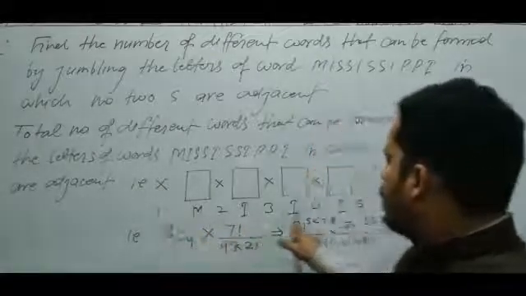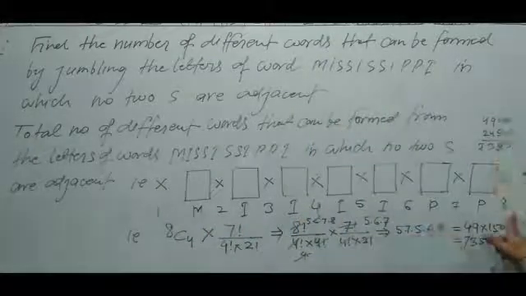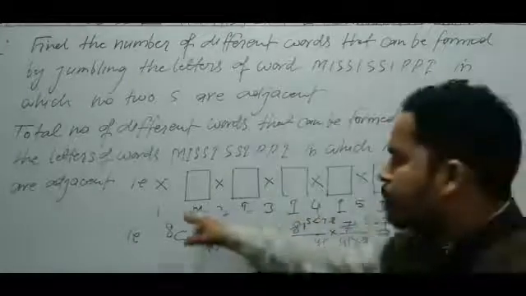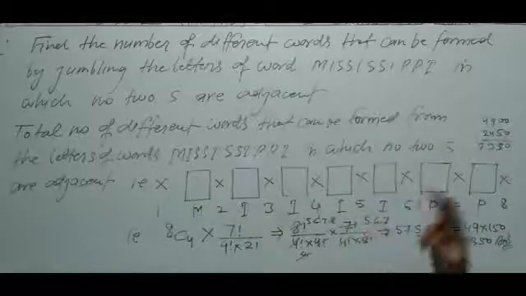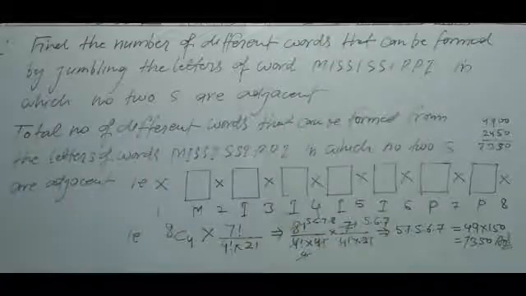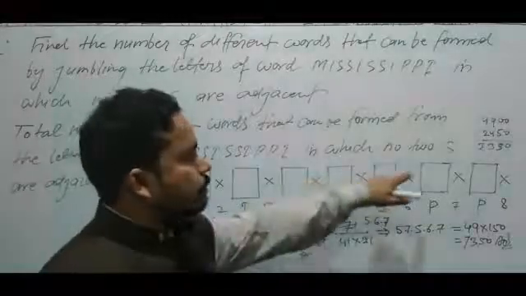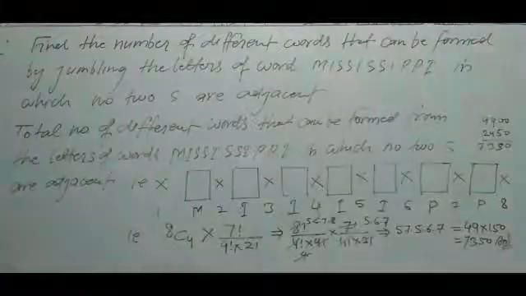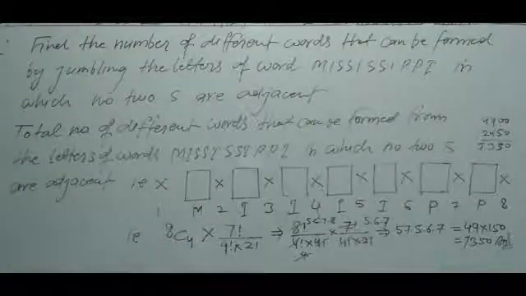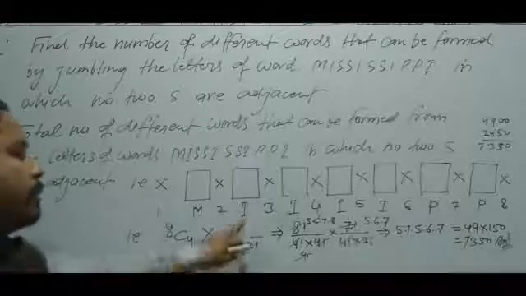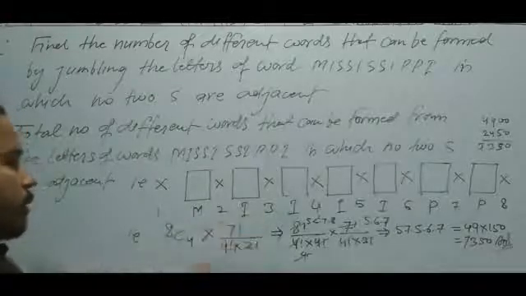1, 2, 3, 4, 5, 6, 7 and 8. So there are 8 places where we can fill S, and out of 8 places we have to select only 4. So 8C4 is the selection of S. Now there are 7 places for the other alphabets. These 7 alphabets we can arrange by factorial 7, and the repeating alphabet is I, 4 times, so we divide by factorial 4.